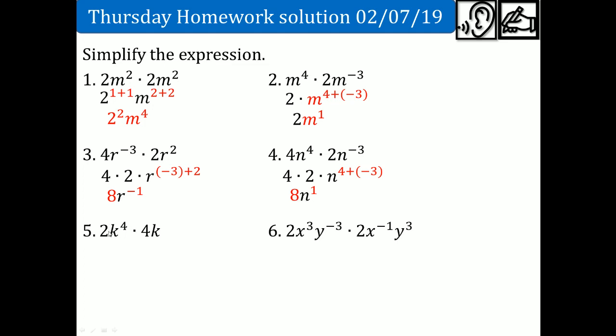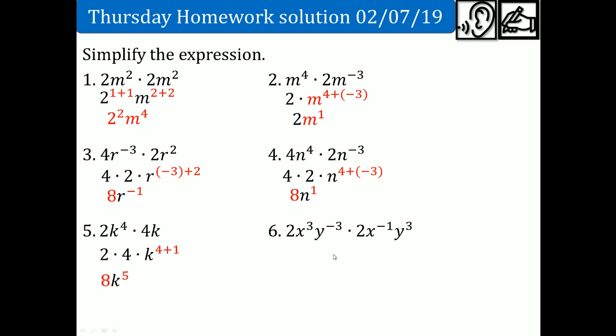Number 5. 2 times 4, and k to the fourth power, and that's multiplied by k to the first power. Again, same base of k, so you add the exponents. So 2 times 4 is 8, and k to the 4 plus 1, which is 5. So it's 8k to the fifth power.